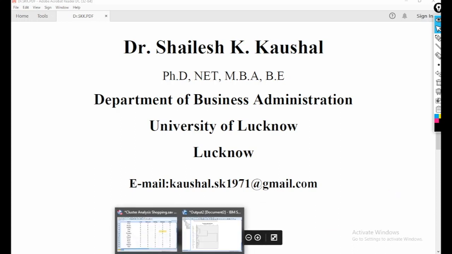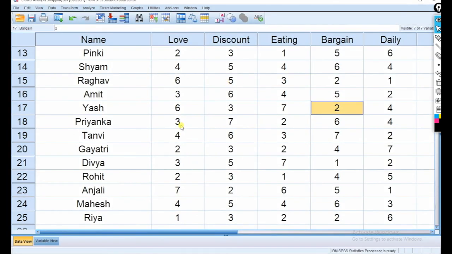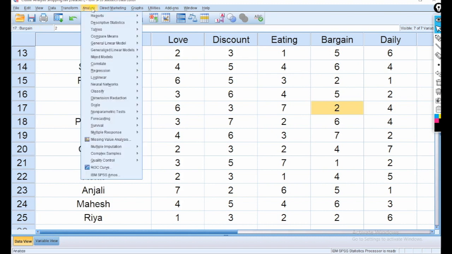Dear participants, I am talking about cluster analysis. In the previous lecture I discussed hierarchical cluster analysis. Now I am performing non-hierarchical cluster analysis. So analyze, then classify, and K means clusters.